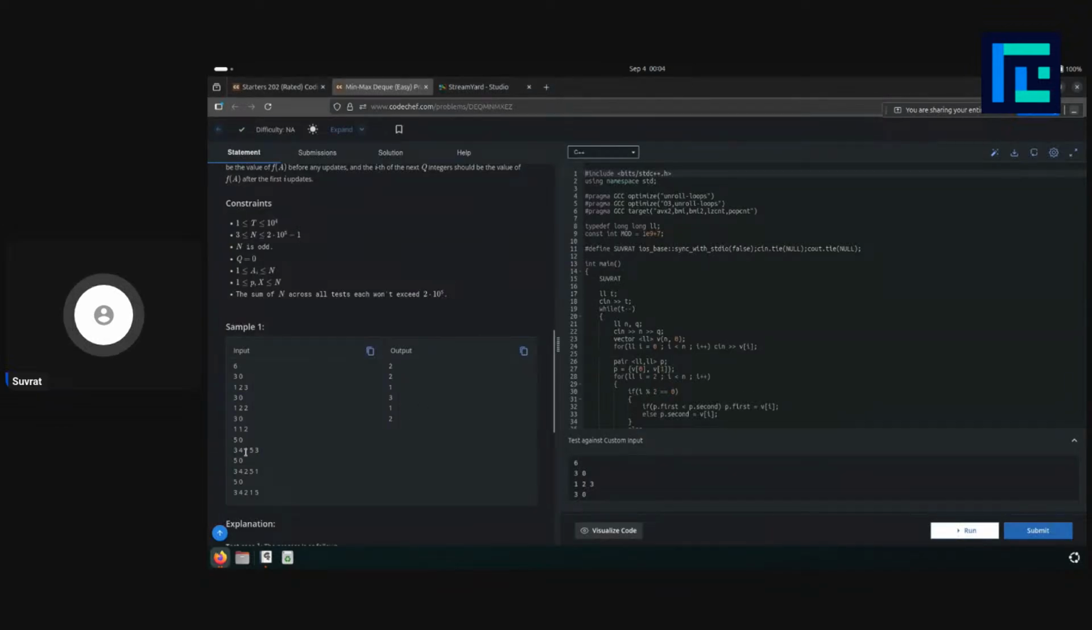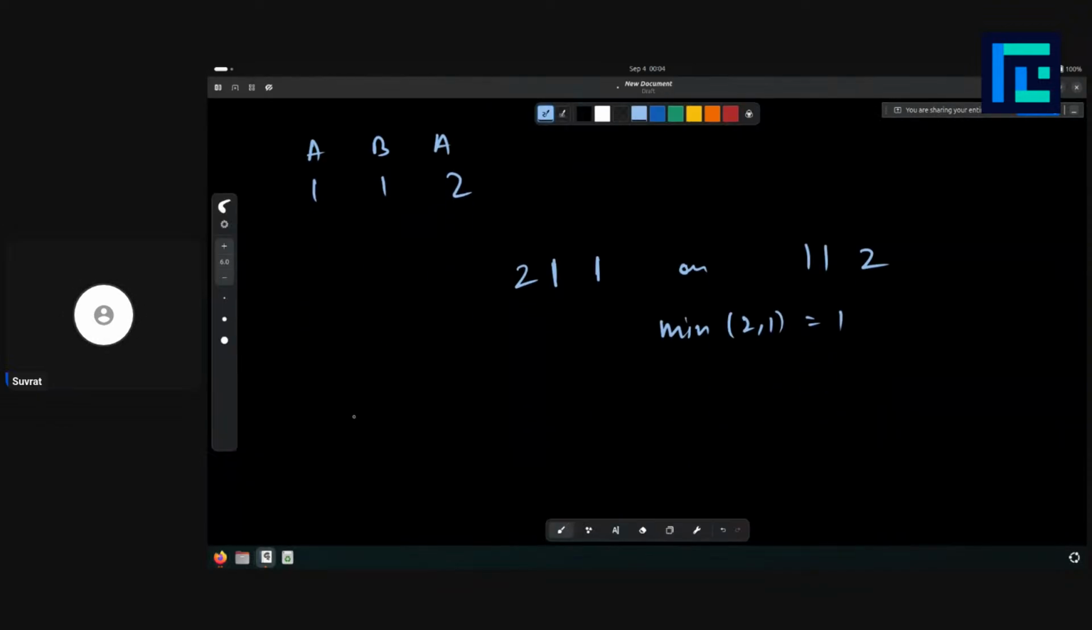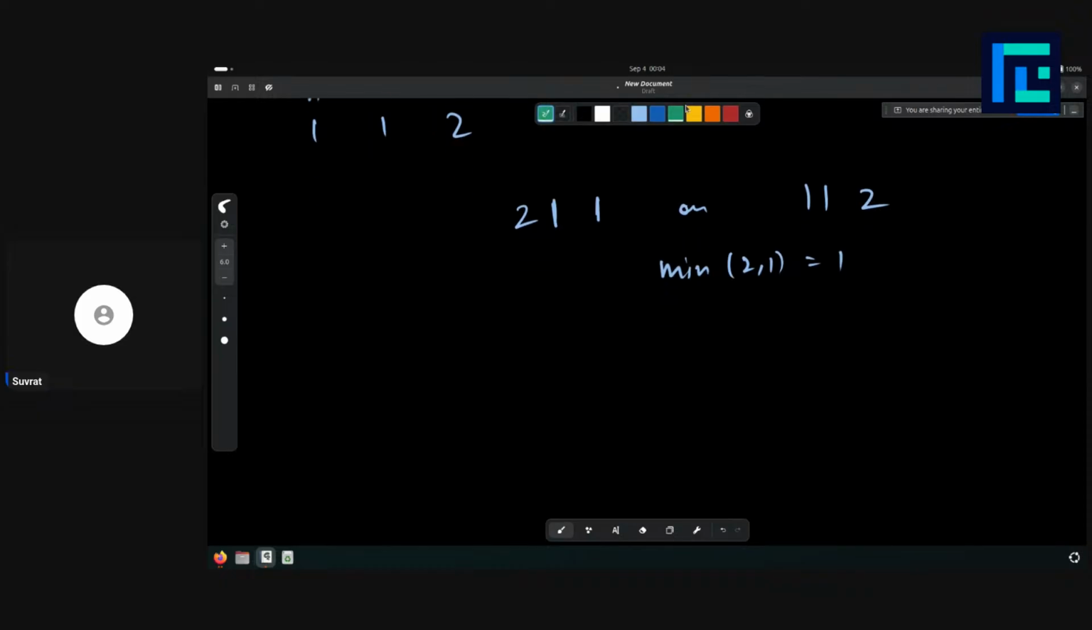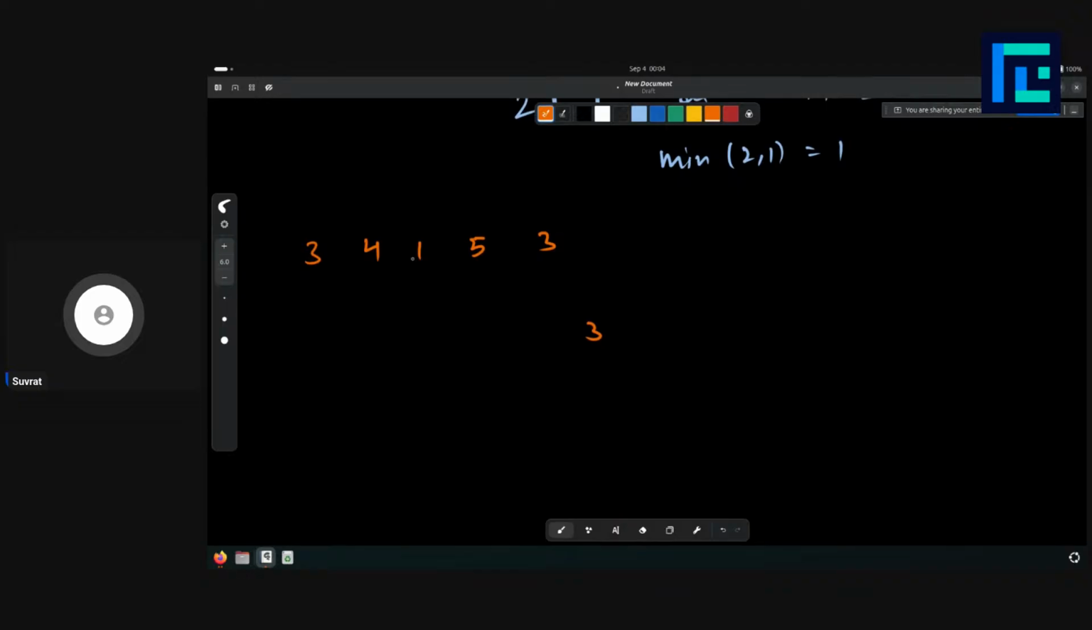So the next test case is 3, 4, 1, 5, 3. So basically Alice would place 3 here, and then Bob can either place 4 here or Bob can place 4 here. Then Alice would have 1.